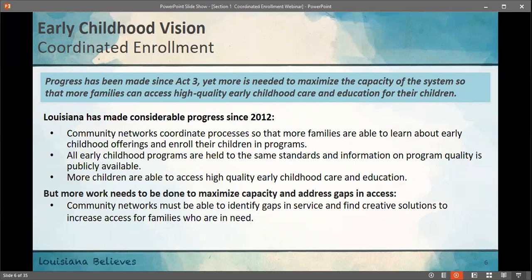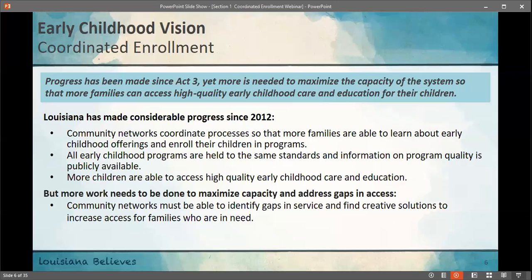We also know that all early childhood programs are held to the same standards through our quality rating system, and information about that quality is provided to families. More children, because of these efforts, are able to access high quality care and education, which is awesome. However, we also know that more work needs to be done to maximize capacity and to address gaps in access.